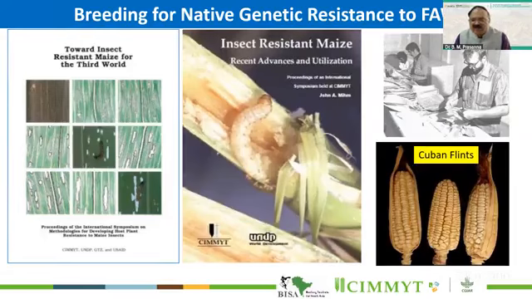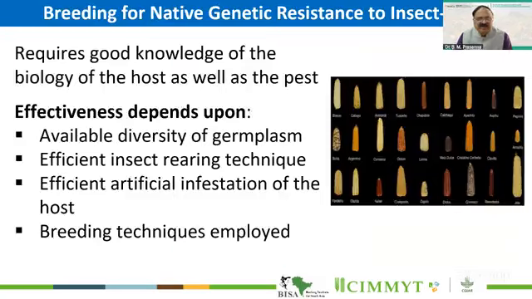One is the Cuban flints. Another is Tuxpeno, which is a kind of a landrace accession in Mexico. So there are two excellent publications that followed in 1997, the insect-resistant maize, recent advances and utilization, where the protocols for mass rearing of fall armyworm, the sources for native genetic resistance to fall armyworm have been highlighted.